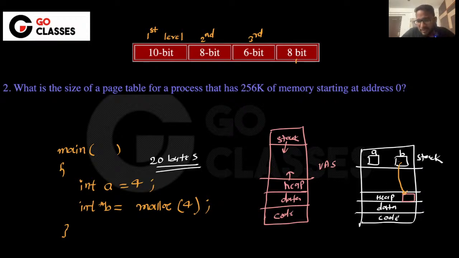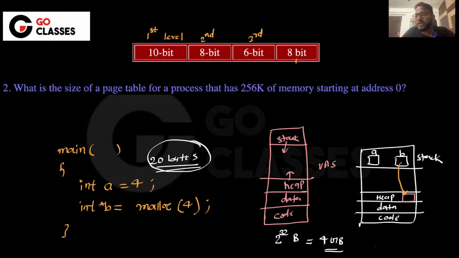Now let's suppose your virtual address space is huge, say 2 power 32 bytes. 2 power 20 is MB, 2 power 30 is GB, so this is somewhere around 4 GB. Let's suppose your virtual address space is 4 GB. The process is just taking 20 bytes, which is negligible. Still your virtual address space is 4 GB, right?